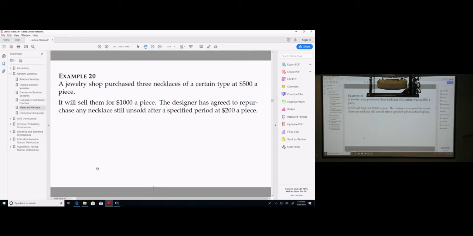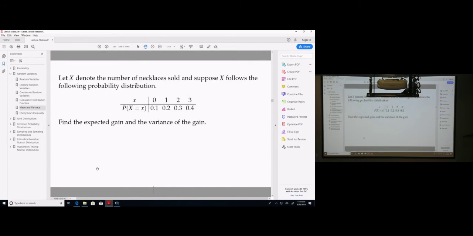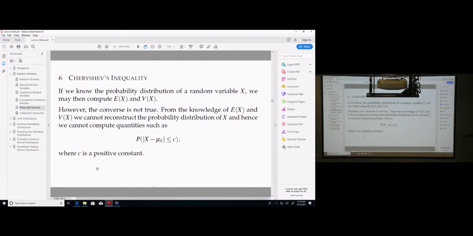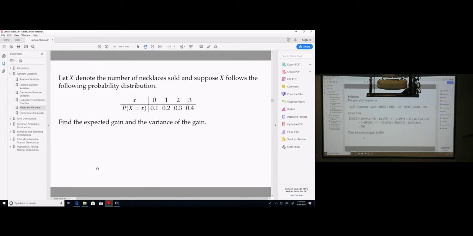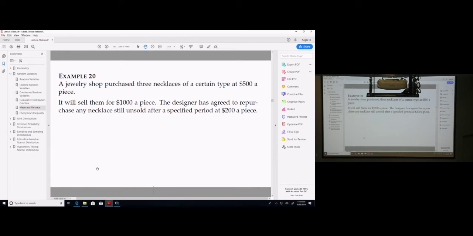Okay, example 20, a jewelry shop. Let me have a peep. Where am I first? Okay, I think I will just finish these sections, and then the jewelry shop will be, we have to wait, all right?